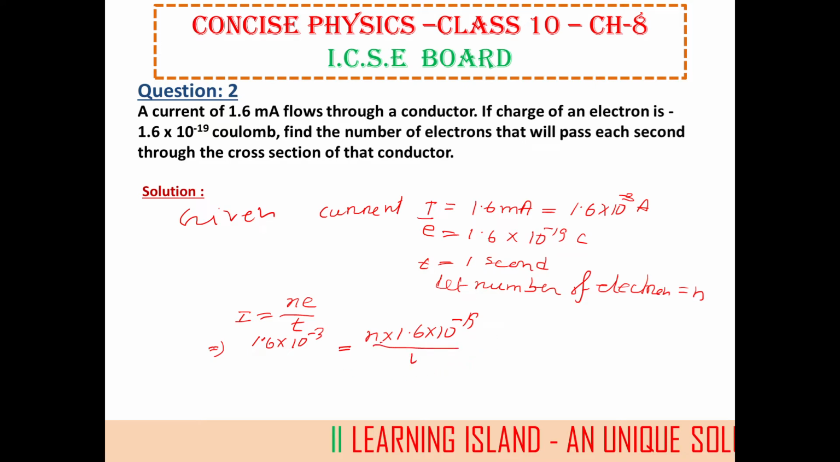So if I simplify it, I can get n equal to 1.6 into 10 to the power minus 3 divided by 1.6 into 10 to the power minus 19. So if I cut it, 1.6 by 1.6 is cancelled. So finally I am getting 10 to the power minus 3 plus 19, so it is 10 to the power 16. So the number of electrons is 10 to the power 16. This is the final answer.